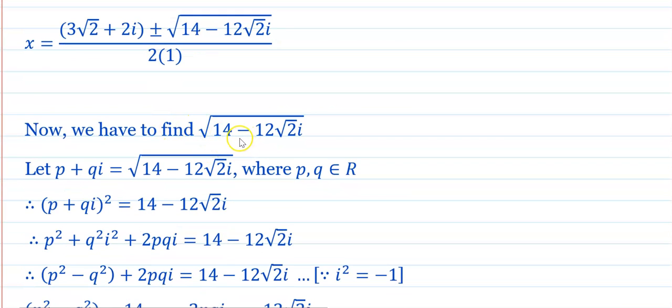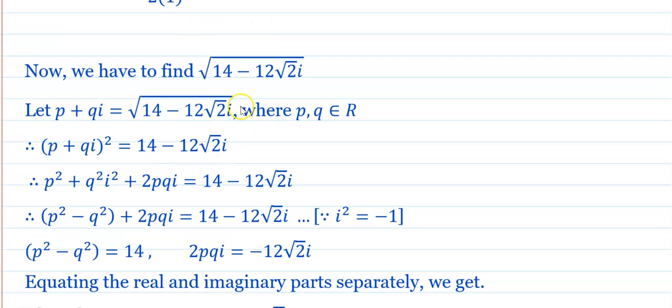Substitute it. Okay. Now we'll find out the square root of 14 minus 12 root 2i. Okay. Here find out करना. And here let p plus qi is equals to square root of 14 minus 12 root 2i, where p comma q belongs to set of real number. Squaring on both sides, therefore you will get p plus qi bracket square is equals to 14 minus 12 root 2i.